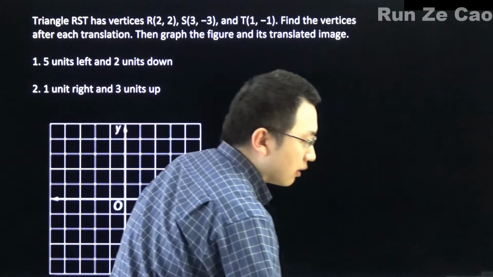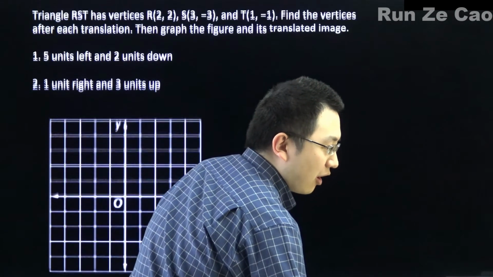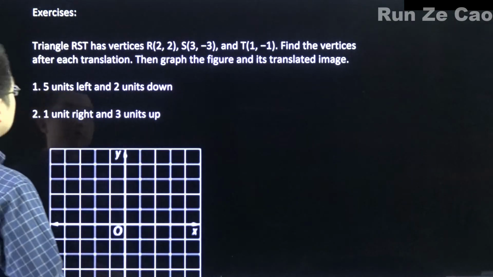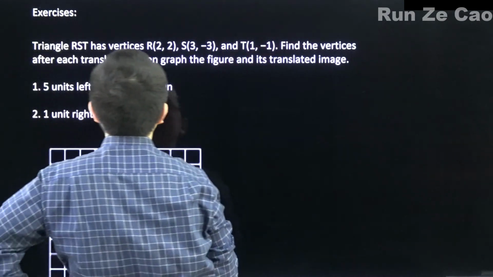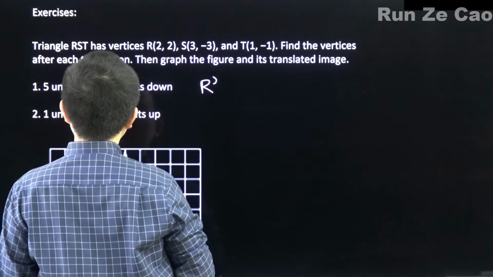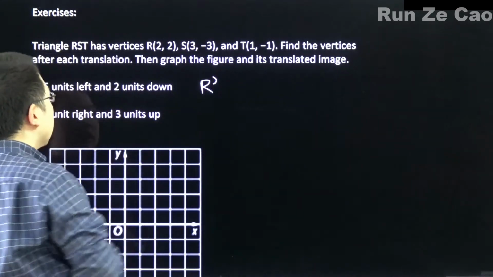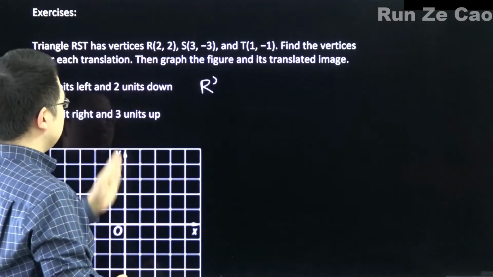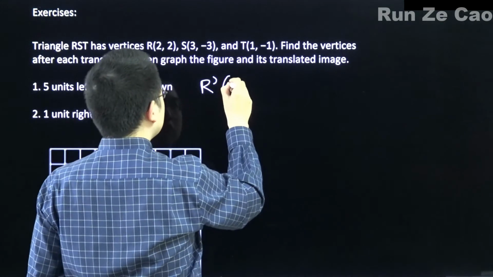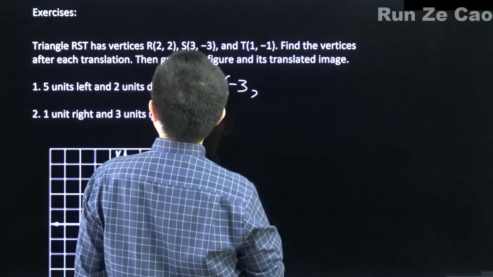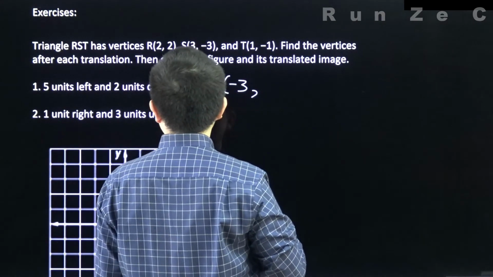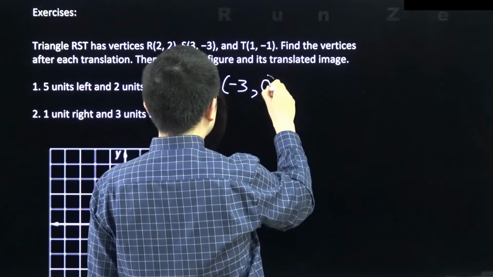We only have one grid. That means we're going to be looking at R prime and R double prime, and S prime and S double prime. So, R prime is going to be 5 units left from x-coordinate 2, which is 2 minus 5, or negative 3. And 2 units down from y-coordinate 2 is 2 minus 2, or 0.